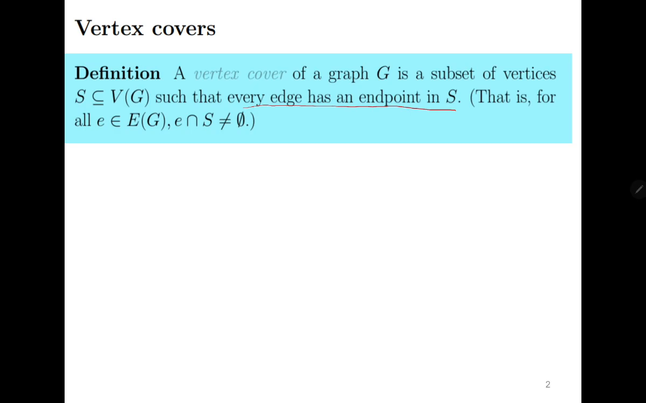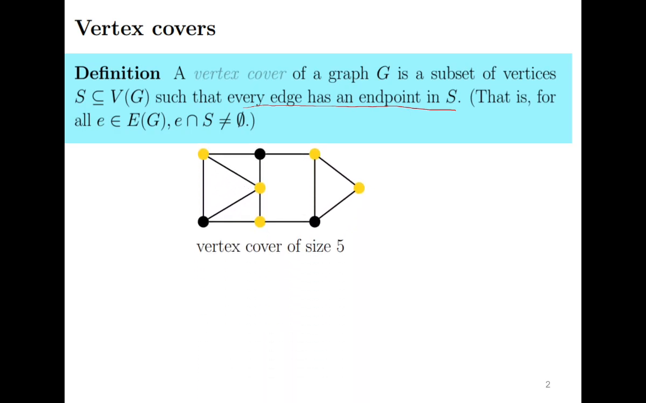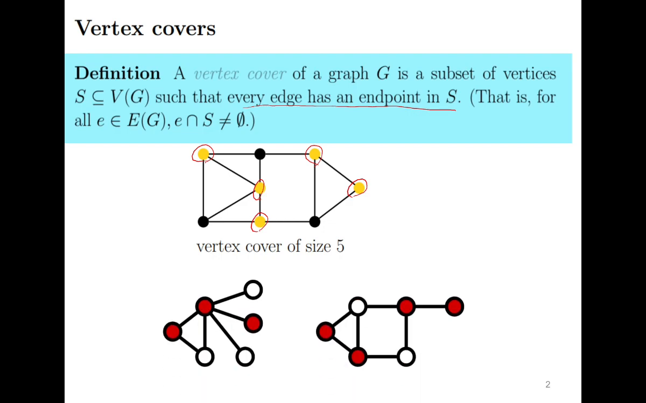Do not get confused between vertex cover and dominating set. We will see an example. If you see this example, it is a vertex cover of size 5, because if you take all 5 vertices in the vertex cover, all the edges of the graph have either one endpoint or both endpoints among these vertices. So this is why it is a vertex cover.